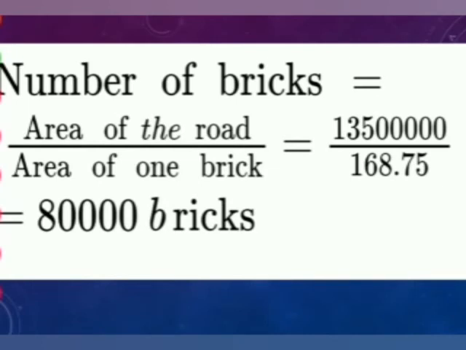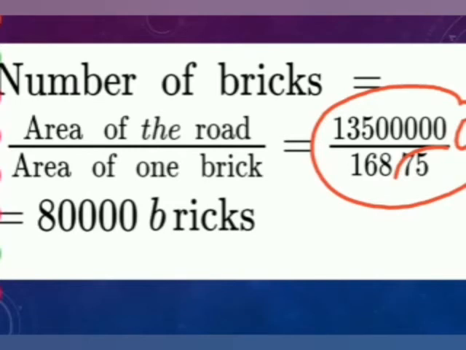So the number of bricks will be equal to the area of the road divided by the area of one brick. Here a decimal is there, so for the removal of the decimal you will add 2 zeros, then perform the division and you will get 80,000 bricks required to pave the entire lane or road. So this way we will do the question.